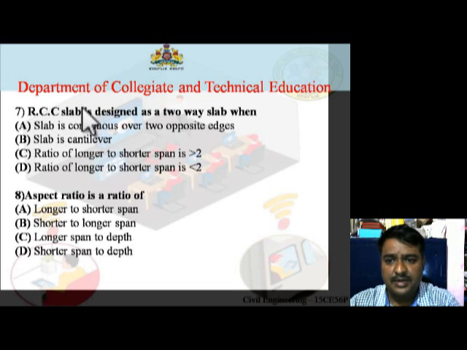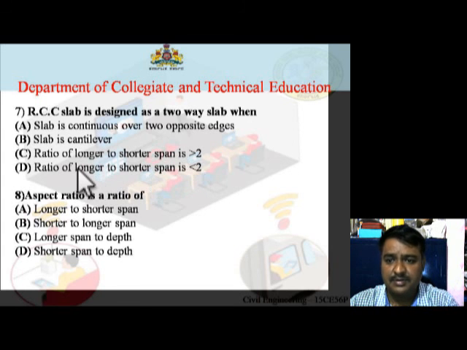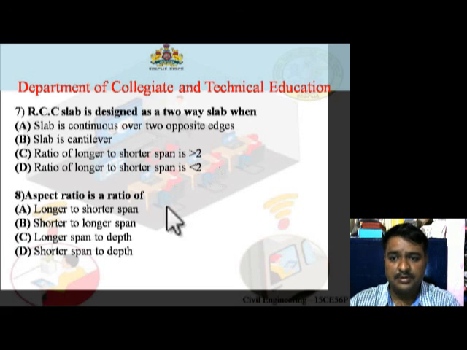Then 7th one, RCC slab is designed as a two-way slab when a slab is continuous over 2 opposite edges, then slab is cantilever, ratio of longer to shorter span is greater than 2, then ratio of longer to shorter span is less than 2. So obviously D is the correct answer. Ratio of longer to shorter span is less than 2, so this is a two-way slab. Then we go to the next question.